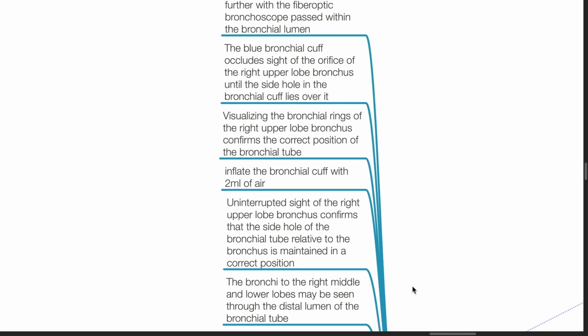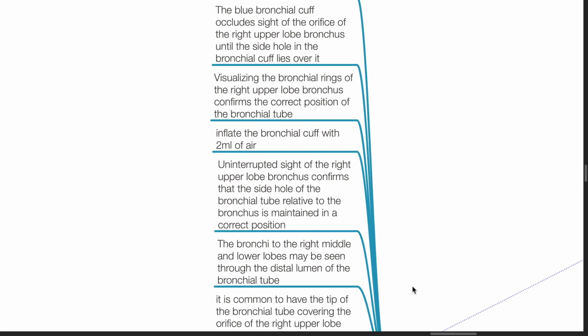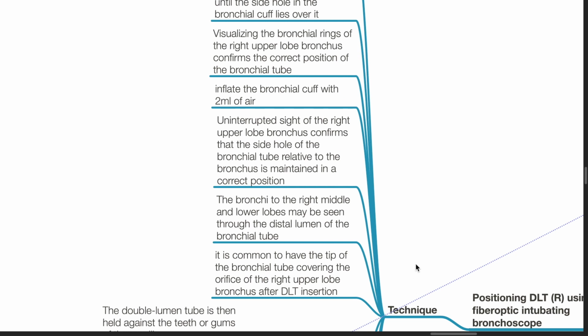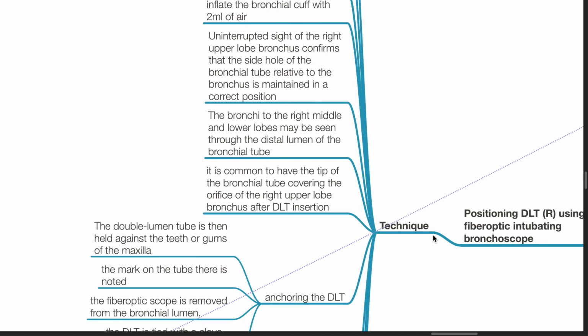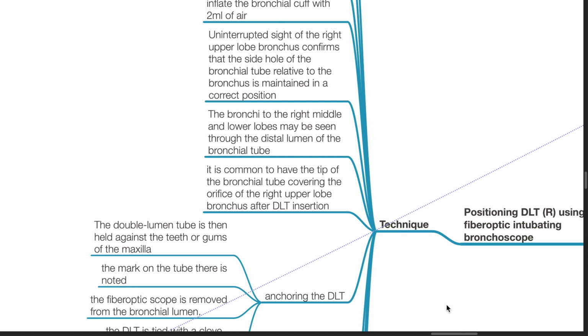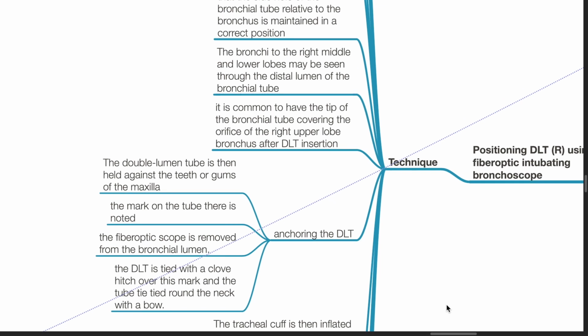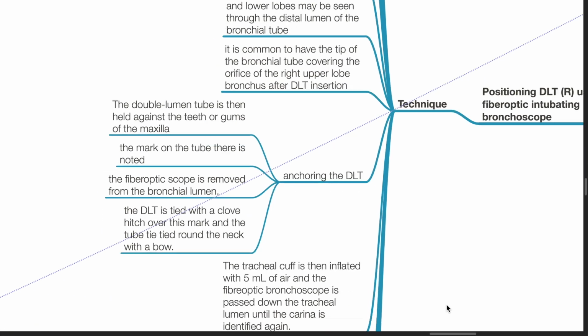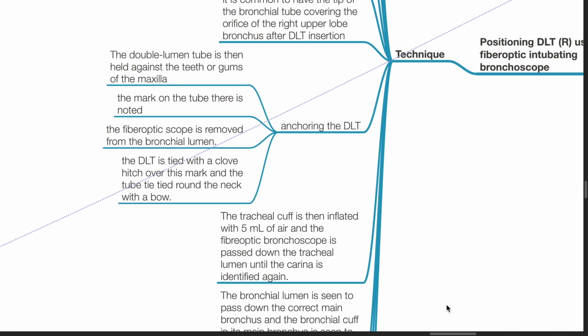Visualizing the bronchial rings of the right upper lobe bronchus confirms the correct position of the bronchial tube. Inflate the bronchial cuff with 2 mL of air. Uninterrupted sight of the right upper lobe bronchus confirms that the side hole of the bronchial tube relative to the bronchus is maintained in a correct position. The bronchi to the right middle and lower lobe may be seen through the distal lumen of the bronchial tube. It is common to have the tip of the bronchial tube covering the orifice of the right upper lobe bronchus after DLT insertion.